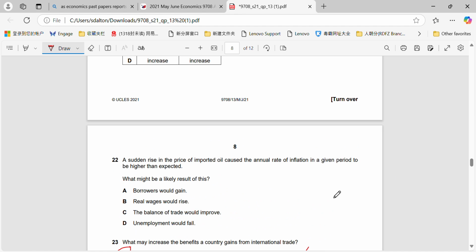Question 22. A sudden rise in the price of imported oil caused the annual rate of inflation in a given period to be higher than expected. What might be a likely result of this? So we're importing the oil, annual rate of inflation is higher than expected. What we'd expect is that we have cost push inflation here, right? So we'd expect that AS would move left and we would generate cost push inflation.